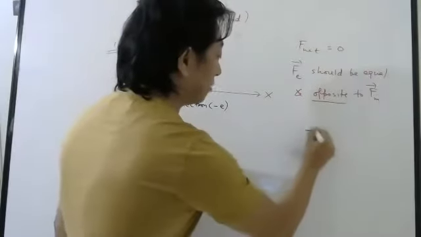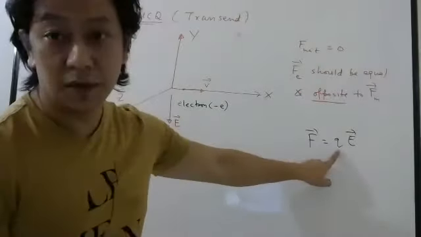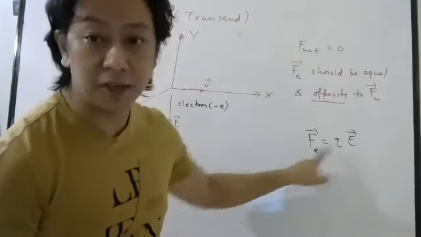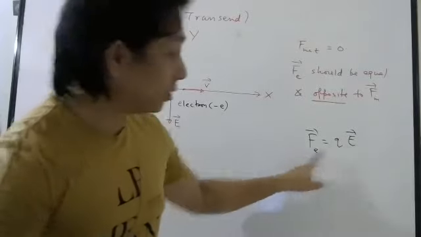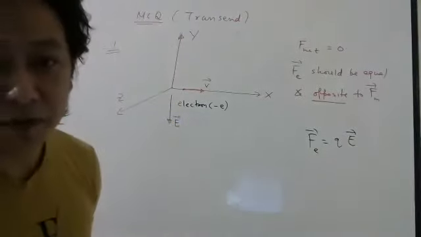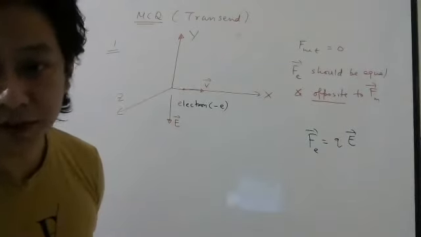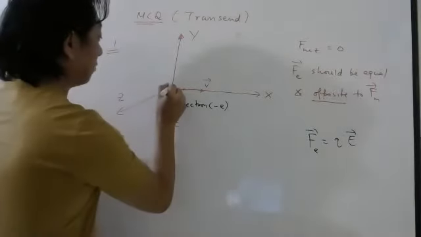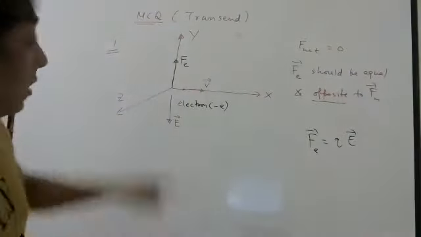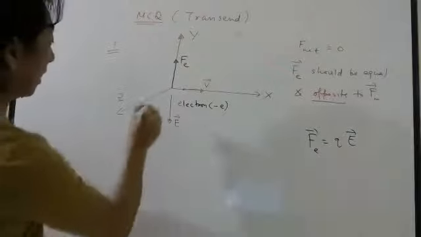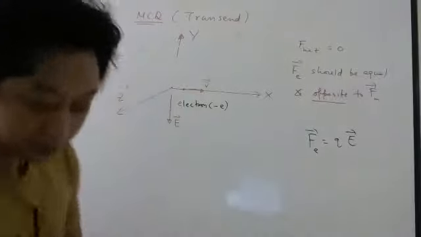Electrostatic force is given by this formula. So if the charge is positive, electrostatic force will be in the direction of electric field. If the charge is negative, electrostatic force will be opposite to electric field. So can you tell me first here the direction of electrostatic force? Positive y-axis, right? So electrostatic force is here. Now listen carefully. If electrostatic force is here, magnetic force must be opposite. So let me draw here. This is the question.